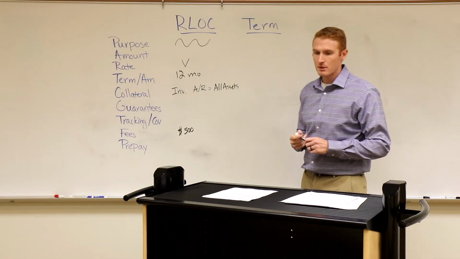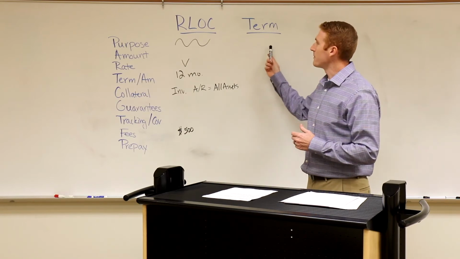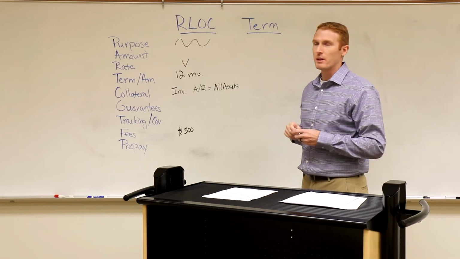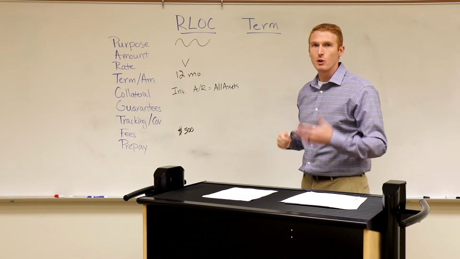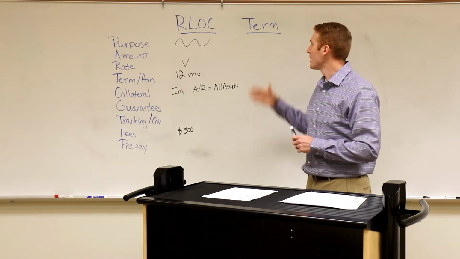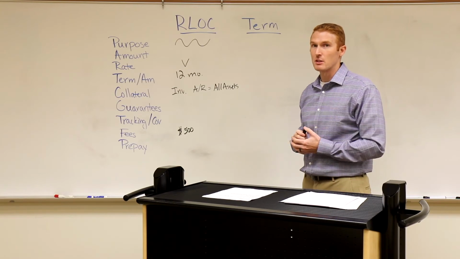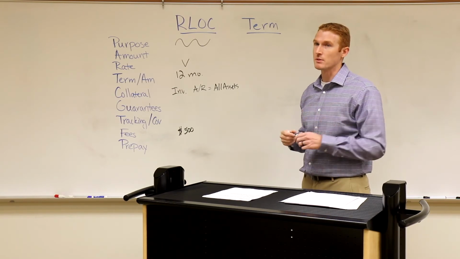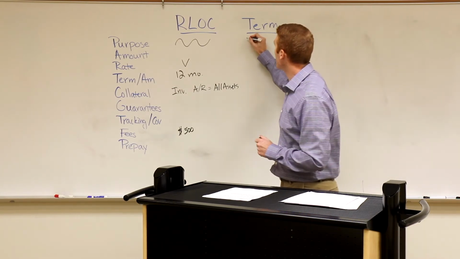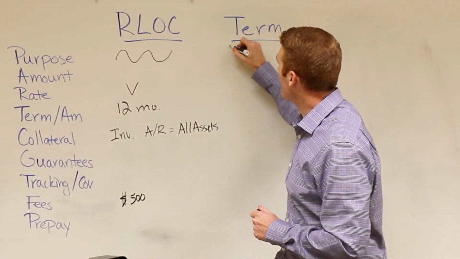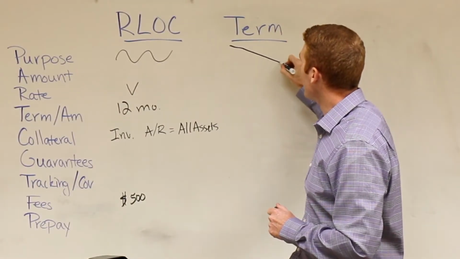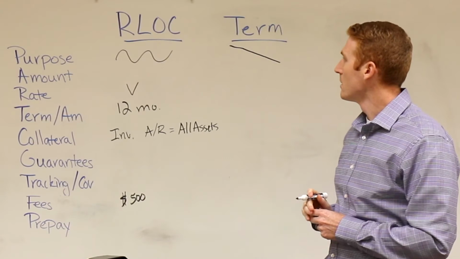So for term loans, think of revolving lines of credit as like credit cards. Term loans are like your auto loans or your home loans or home mortgages. They're typically for a single purpose, for a fixed asset, such as real estate or equipment or vehicles. So you're going to start out with a loan amount and then that's going to pay off over time, down to zero.